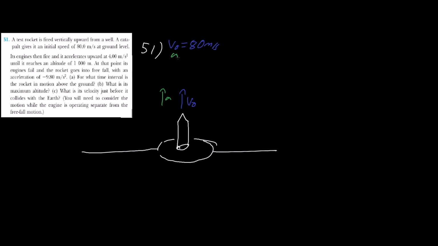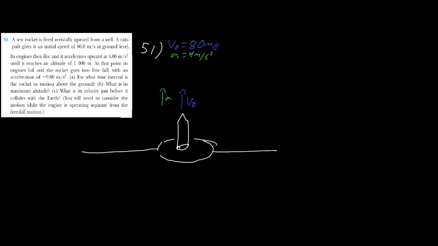And then here you can have an acceleration of 4 meters per second squared. I'm just putting the variables just to get started. An engine then fires and accelerates at that until it reaches an altitude of 1 kilometer, at 1,000 meters. At that point, its engine fails and the rocket goes into free fall with an acceleration of 9.8 meters per second squared. For what time interval is the rocket above the ground? What is the maximum altitude and what is the velocity just before it collides with the Earth?